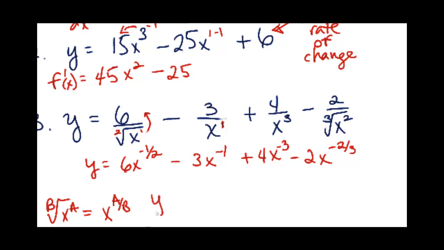So to find y prime, we would bring that down. We'd get a negative 3x to the negative 1/2 minus 1, with a common denominator, would be a negative 3/2. Just a little refresher there.